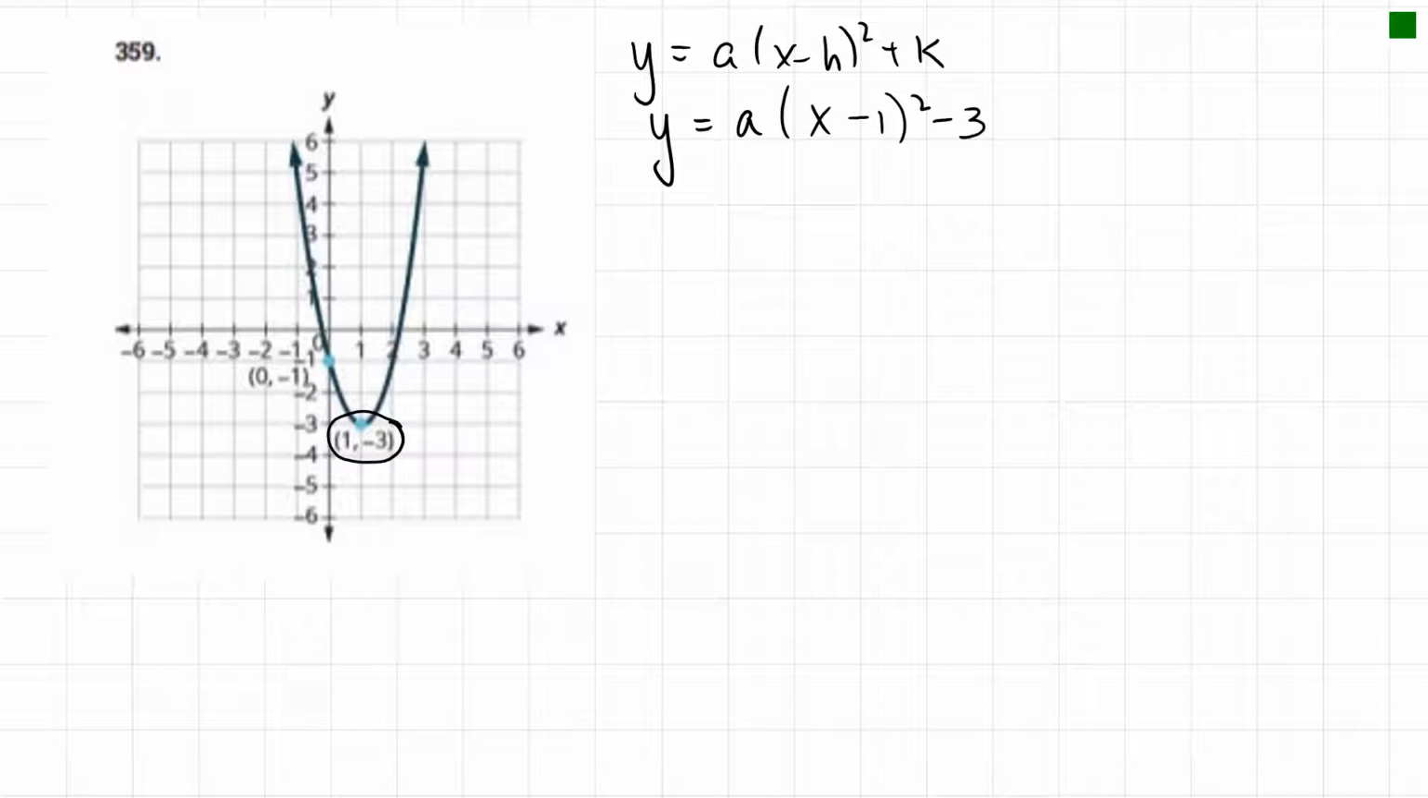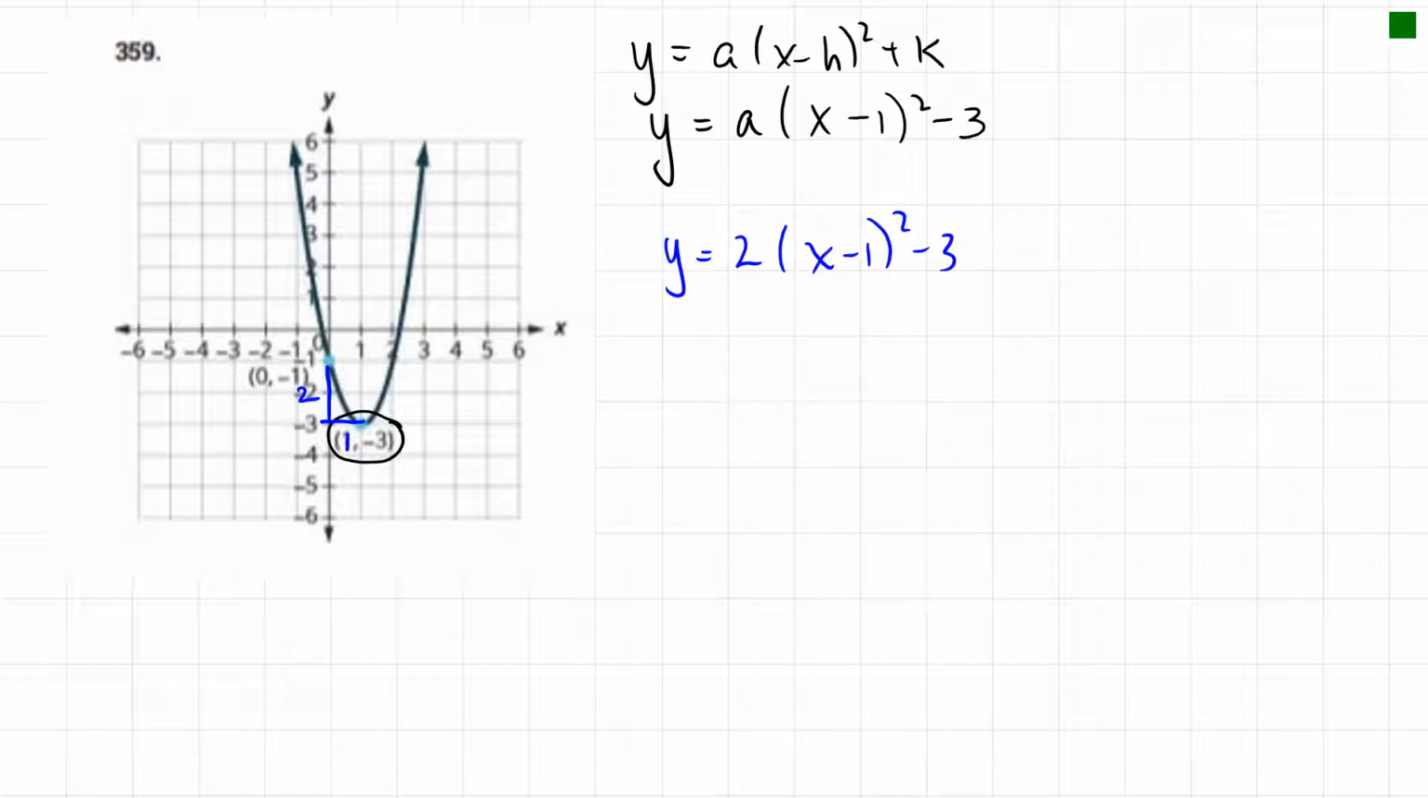Now, there's two ways of tackling this problem. One way is to do some counting, and because this problem works out so nicely, you can easily count. And that's what I would encourage you to do. But I want to also show you how to do this algebraically if you can't count it out. In other words, I can go over 1 and up 2 here, which means I can see that it goes up twice as fast as normal. So that means right away I can say that a is 2.